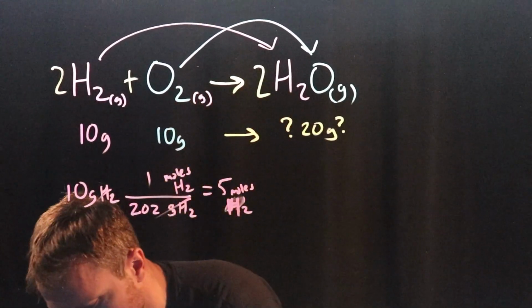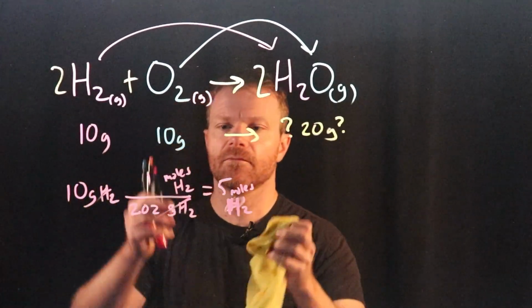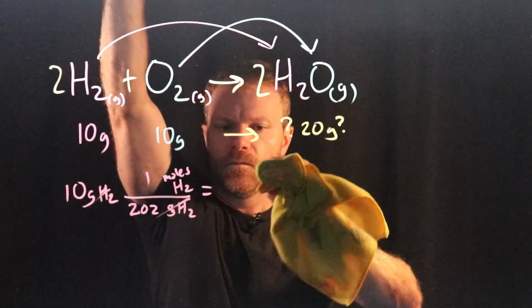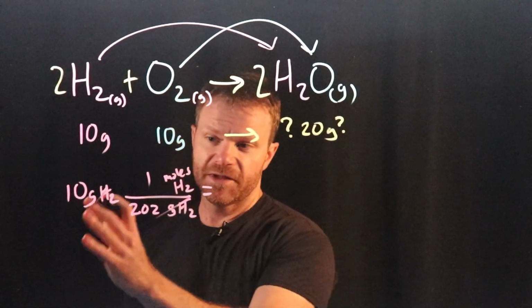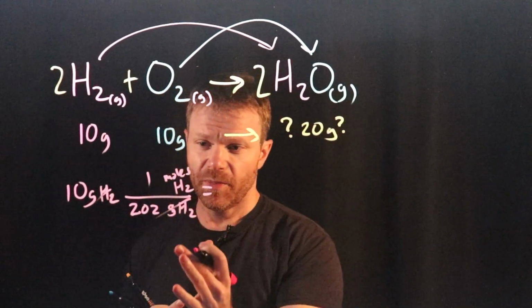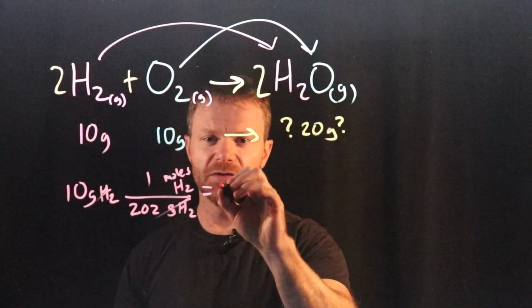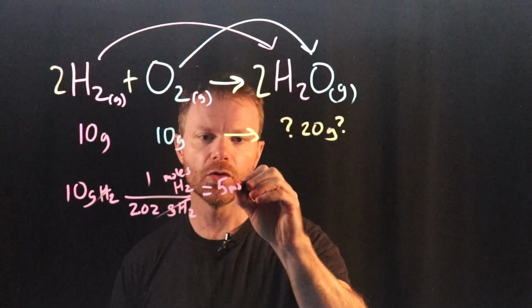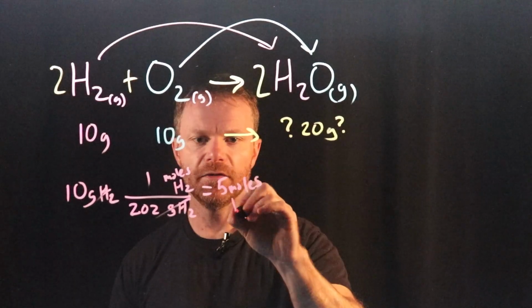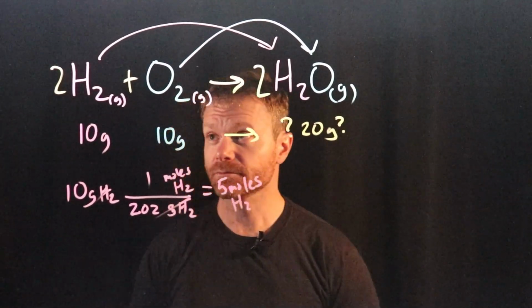Let's just do that again. Okay, so if I have 10 grams of hydrogen, I divide that by its molar mass, 2.02, and I get roughly 5, or 5 grams cancels, moles of hydrogen gas.